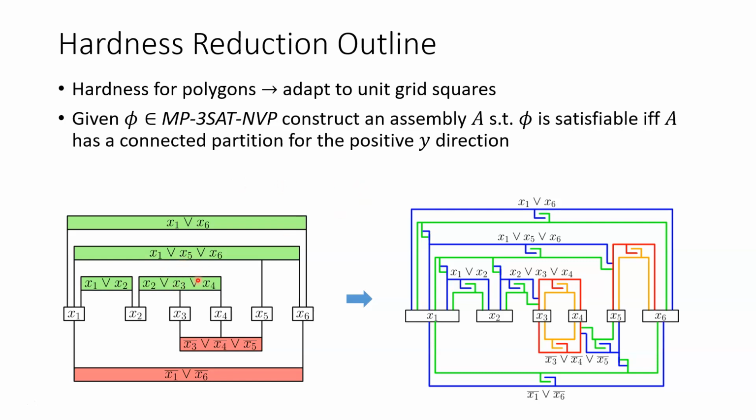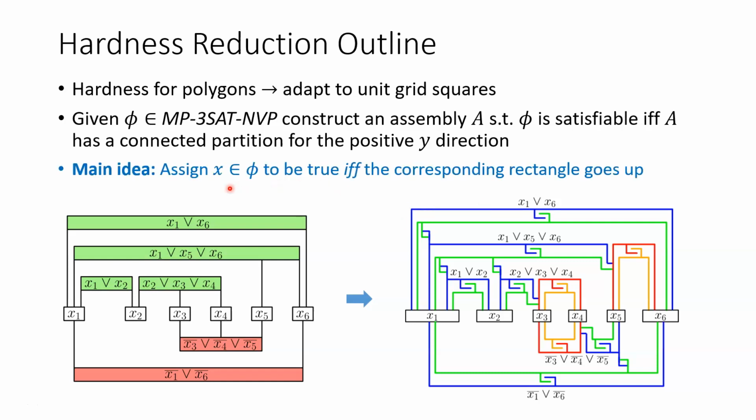So here we have phi, and this is how we translate it to an assembly. The variables are translated to rectangles that are also placed on the horizontal line. And what this drawing represents is rectilinear polygons. So each line segment here is a very thin piece of a polygon. And the main idea is to assign a variable in phi to be true if and only if the corresponding rectangle goes up in the connected partition. So this is the correspondence that we have.